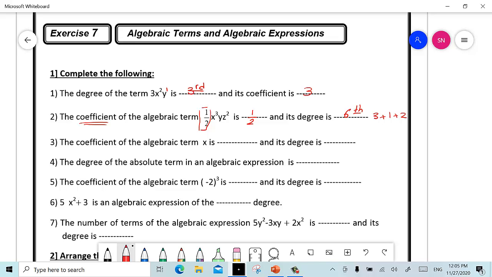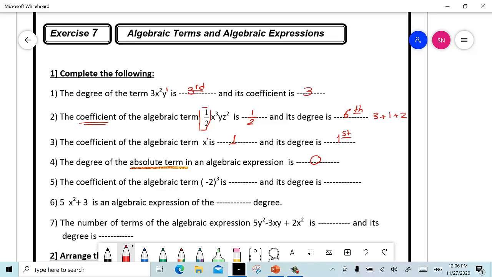Let's go for number 3, the coefficient of the algebraic term x. I have only one algebraic factor in this term, which is x. So what is the coefficient? We say that we don't have a numerical factor, then the coefficient is 1. And the degree, here I have x to the power of 1, so it's of the first degree. Let's go now for number 4. The degree of the absolute term. We said that the degree of any absolute term is simply 0. So the degree of any absolute term is 0.